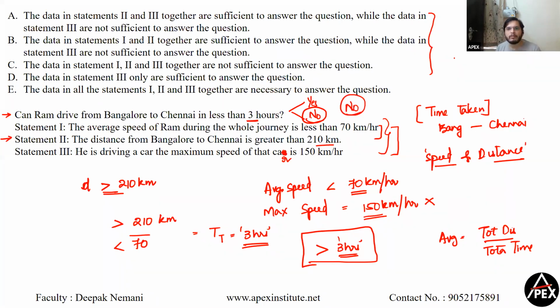Yes, I can answer that question. So what should be the answer? The data in statements 1 and 2 together are sufficient, while data in statement 3 are not required to answer this question. So I can answer this question using statements 1 and 2 together. Clear?